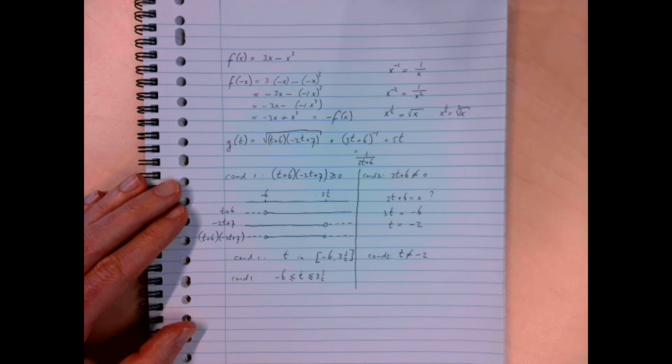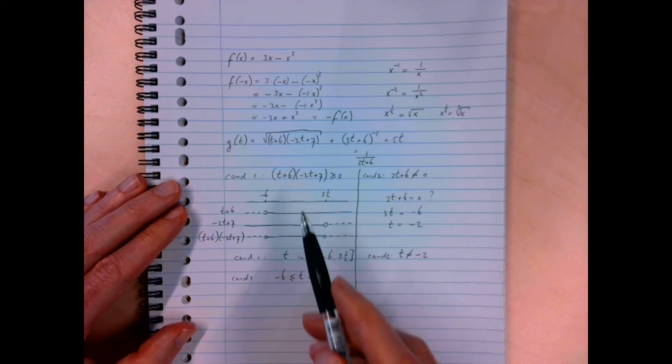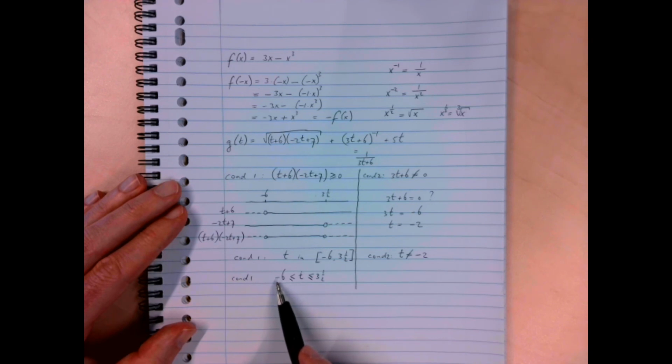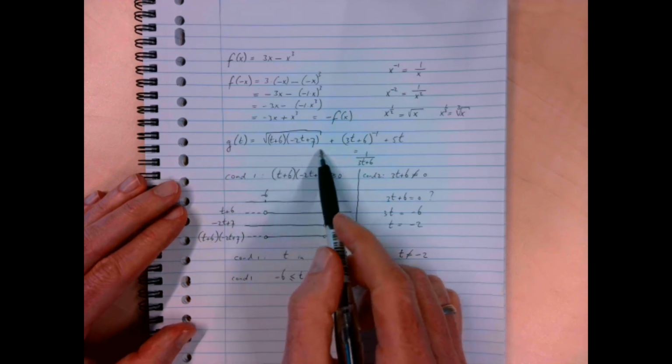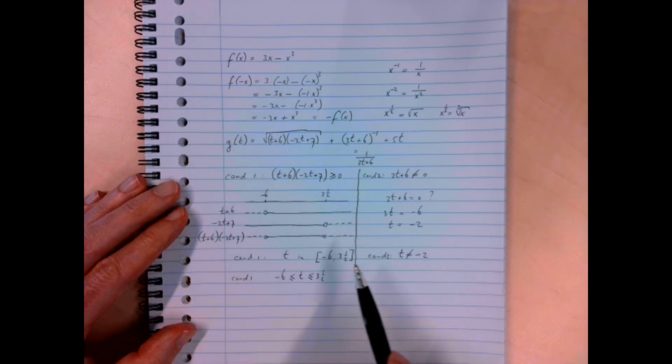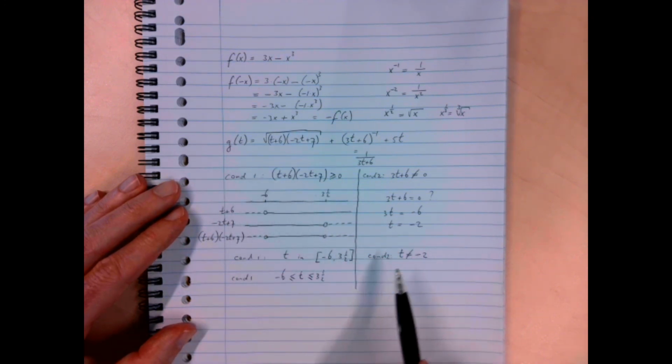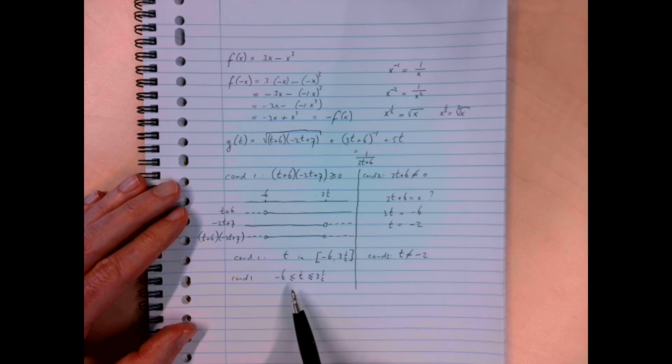So now we are where we want to be because we have solved both conditions. t should be in between minus 6 and 3.5. That was by this first condition relating to this square root. But t should not be minus 2, which is actually in this region, right?